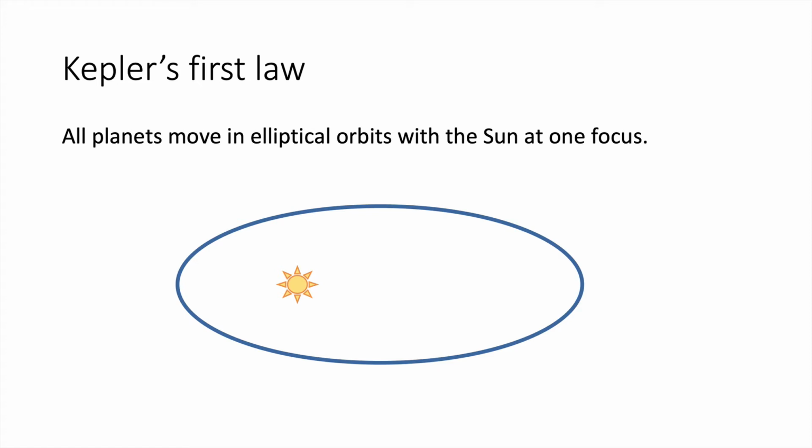So this brings us to Kepler's laws. Kepler's first law tells us that all planets move in elliptical orbits like this one, with the sun at one focus. An ellipse has two focuses, and the sun which it's orbiting around needs to be at one of these.